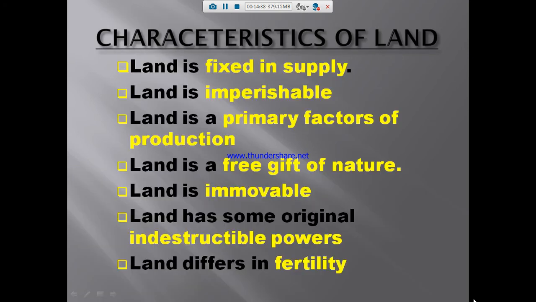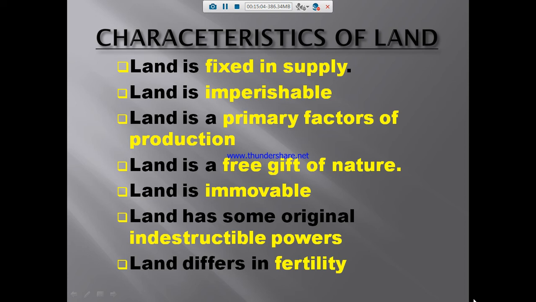So we are going to see the characteristics of land. What are the characteristics of land? First one, land is a free gift of nature. Land is fixed in supply. So the total quantity of land does not undergo any changes, is it not? It's fixed.